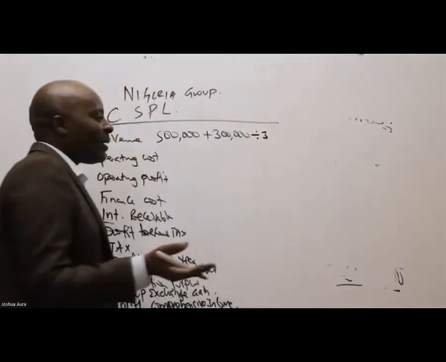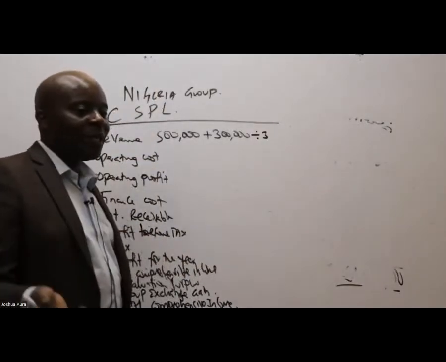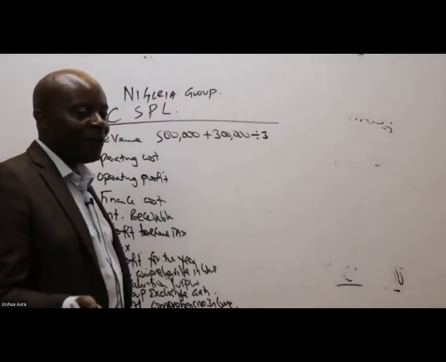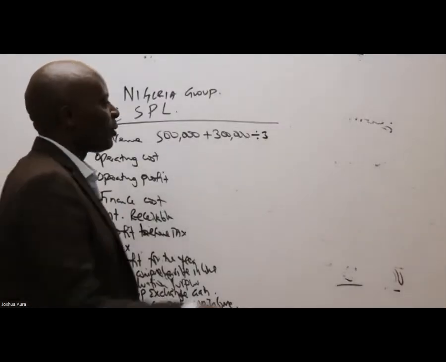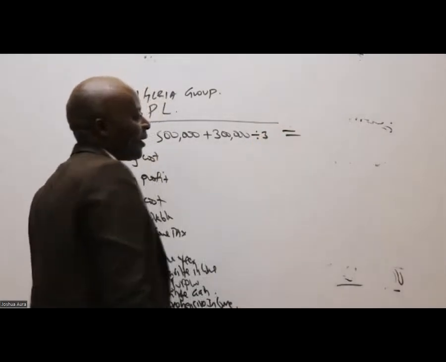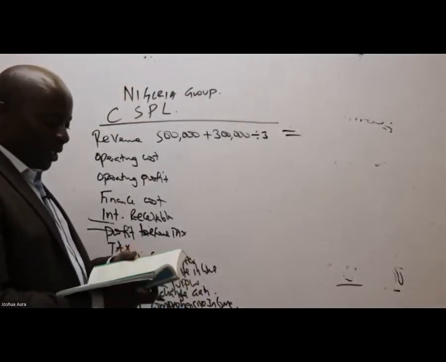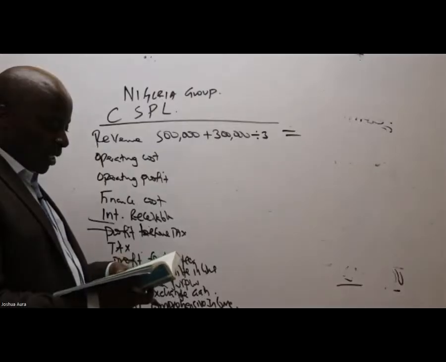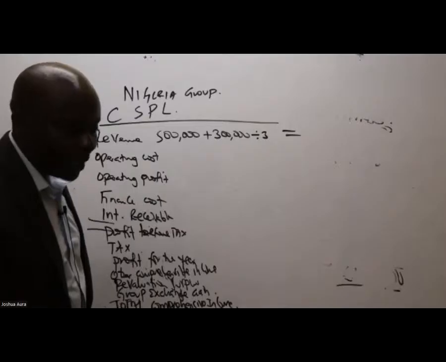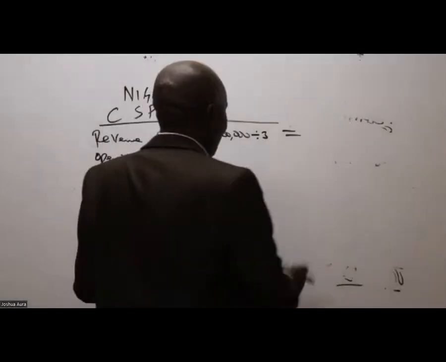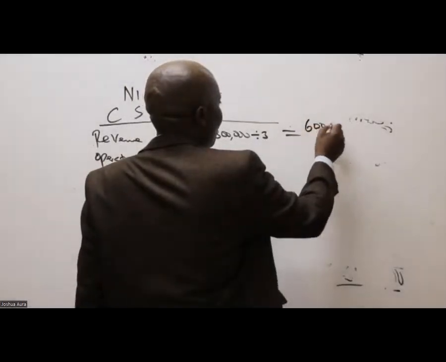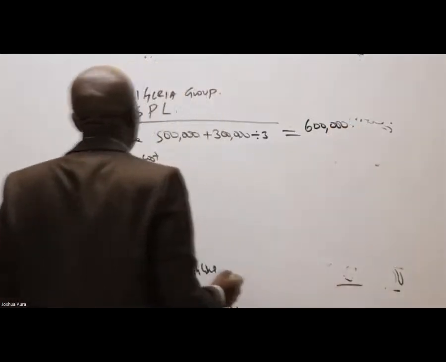Haya, unajua hii haina mambo. Unajua wa kuongezea mambo mengine ati kulikuwa na internal revenue, hii haina mambo mengi. So hebu nipatie hapa figure. Nipatie figure tuone 500,000 plus 300,000 itakuja ngapi? Inakuja 600,000. 600,000. And then we have, ladies and gentlemen, operating cost.